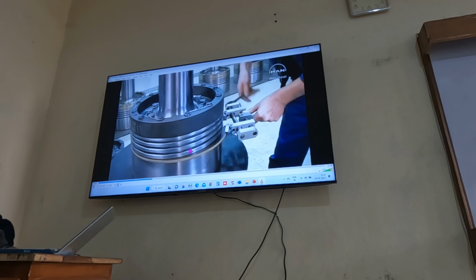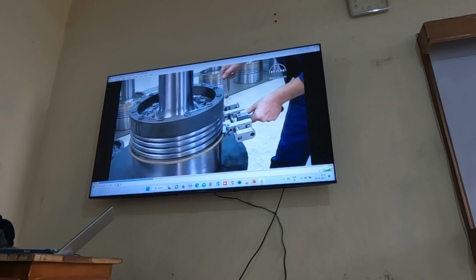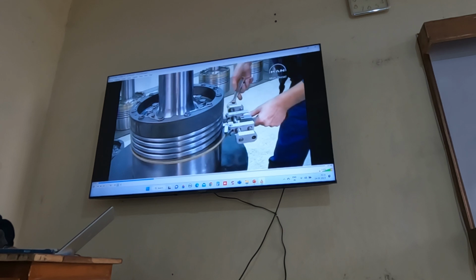The rings are fitted by means of a special tool which evenly distributes a bending moment to the rings, thus preventing the danger of a permanent deformation.